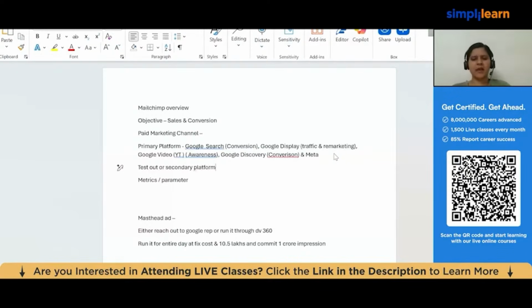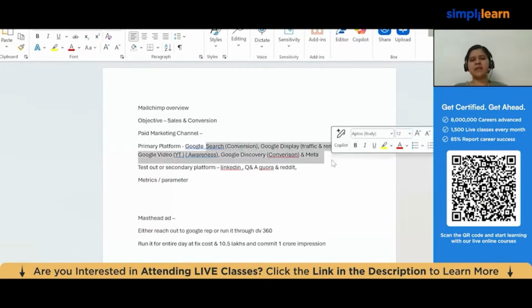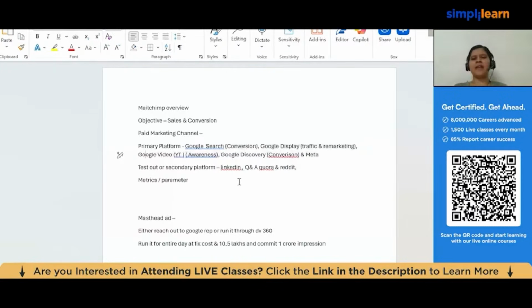As I said, if the agency can try out LinkedIn, they can try out Quora as well, because on Quora there are many people who go and search. When I say Quora, I mean Q&A kind of platforms, like Quora and Reddit. They also have an ad section, so you can pitch that as well. You can say these are the primary focus platforms and these are for testing purposes, because these platforms won't perform as great as Google and Meta.